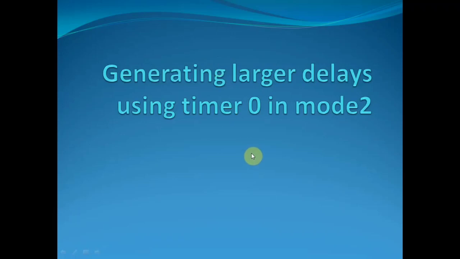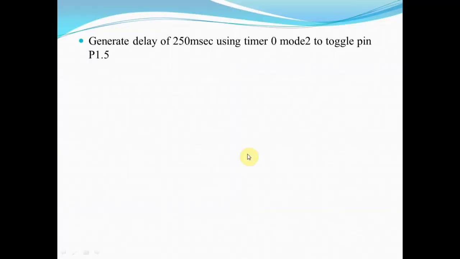Hello and welcome to the video lecture on generating the larger delays using timer 0 in mode 2. So let us see how to generate the delay. This is the problem statement. Generate a delay of 250 milliseconds using timer 0 in mode 2.